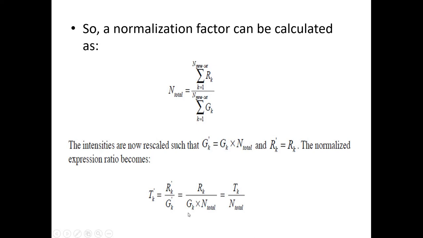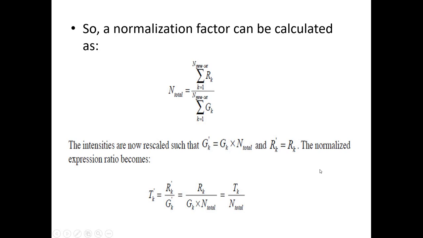Okay, so how can we obtain this? RK by GK multiplied by N total, means what is the rescaled value of GK? GK multiplied by N total, because this is the normalization factor that has been applied. So again, TK by N total, because RK by GK, what is this? This is the TK. What is the formula of expression ratio? TK is equal to RK by GK. So here we keep the TK, then TK by N total.